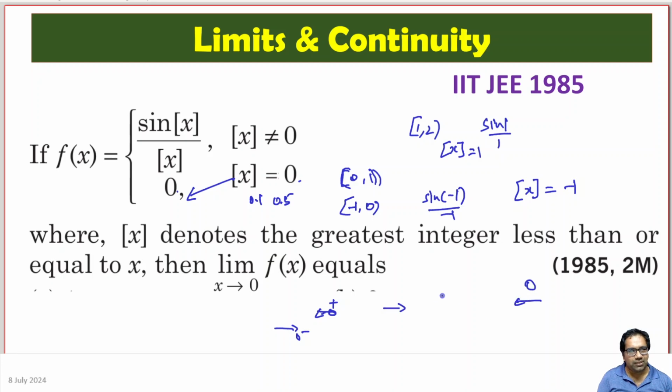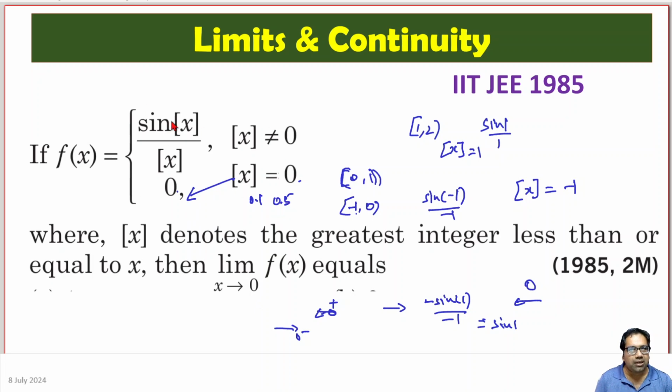When you are approaching from the left side, what does this become? Let's say we are approaching from the left side, that is in this bucket, minus 1 to 0. Then it becomes sine of minus 1 by minus 1. That means minus sine 1 by minus 1, which becomes sine 1. One side you are approaching sine 1, another side you are getting 0. So therefore this limit doesn't exist. This limit clearly doesn't exist.